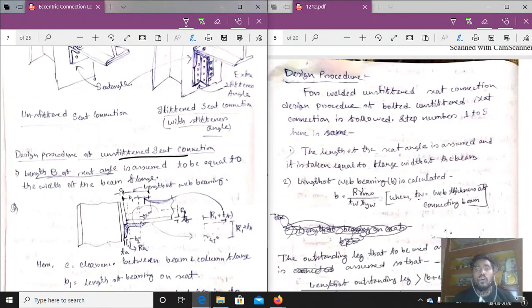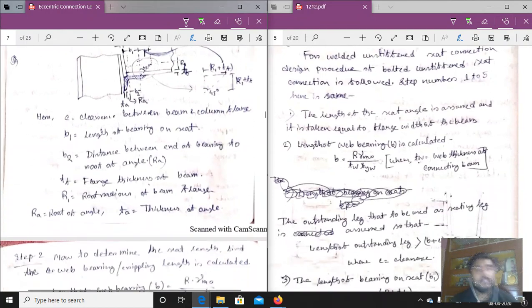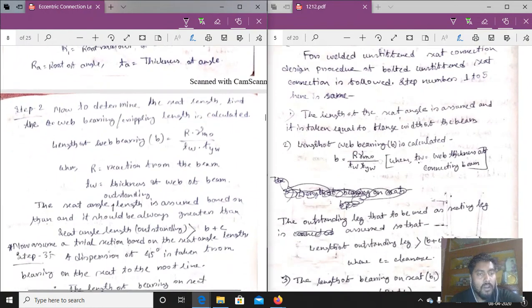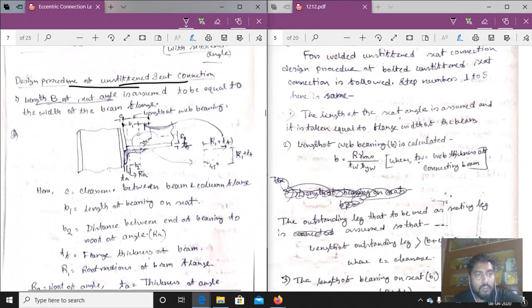Okay, so the design procedure is the same for the unstiffened connection. Coming to the design procedure for the unstiffened bolted connection, the first step, step number 1, is to determine the length of the web bearing. The length of the web bearing has to be determined.